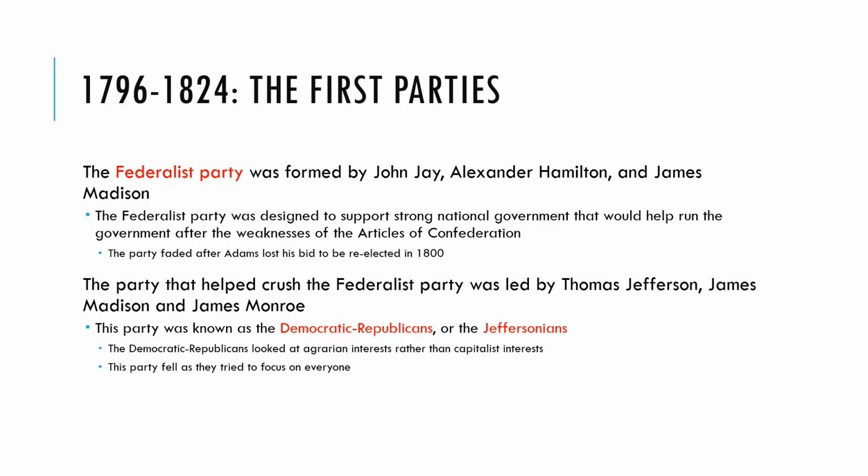The other big party of this time period that opposes the Federalist Party are the Democratic Republicans, or sometimes they're referred to as the Jeffersonians. The Democratic Republicans looked at agrarian interests rather than capitalist interests, and this party fell as they tried to focus on everyone. And you can't please everybody. You've got to have a kind of core viewpoint as to who should be represented and who you are trying to advocate for. Otherwise, your party kind of disappears and dissipates.